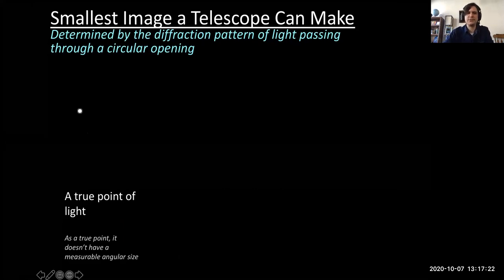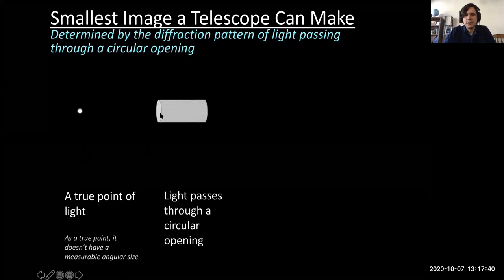So let's imagine we have this true point of light, a single point of light. So a star that's so far away that you can't really measure its angular size. So here we have a point of light. And what we're going to do is let that light pass through a circular opening. Maybe that's the pupil. Maybe that's a telescope. And I made this one look like a telescope.